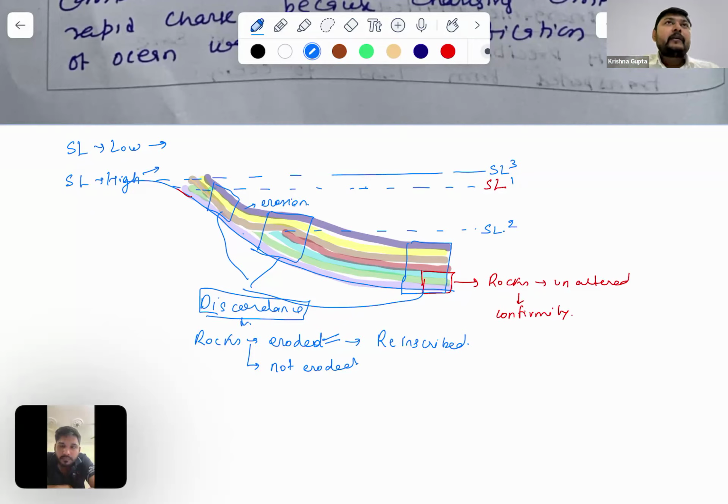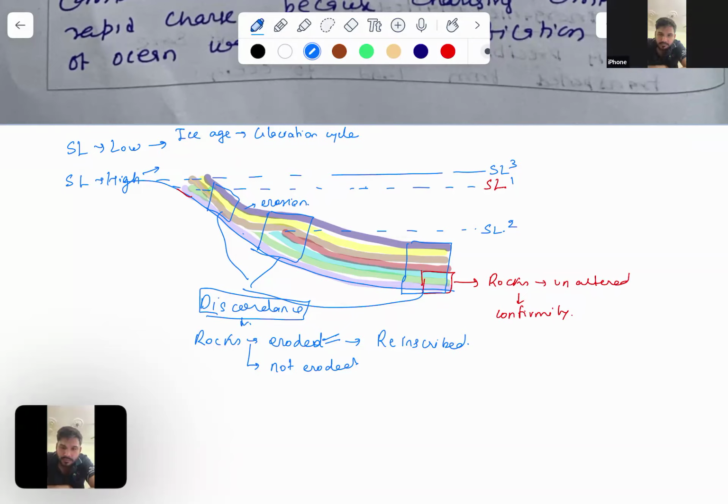The sea level will be low when there is a very cold climate. So when there is the presence of, for example, an ice age, or there is a glaciation cycle going on, under this period, whatever water is present in the oceans will start depositing over the land in the form of ice and glaciers.